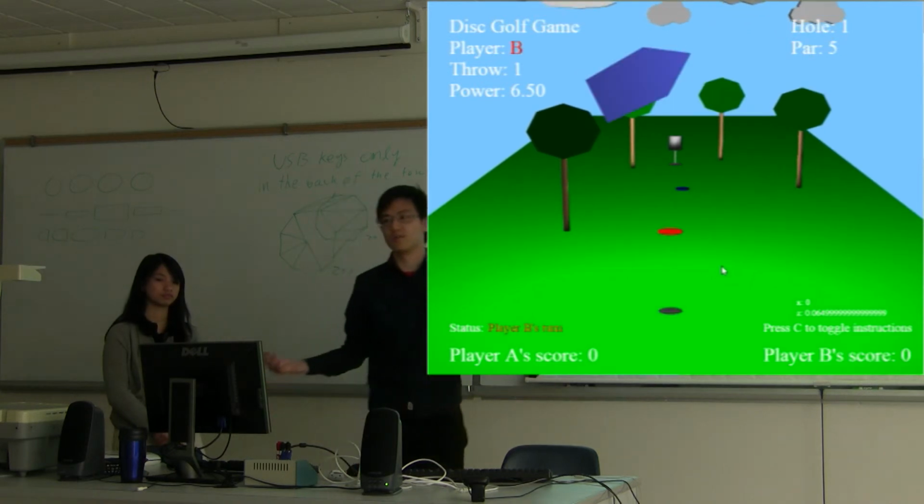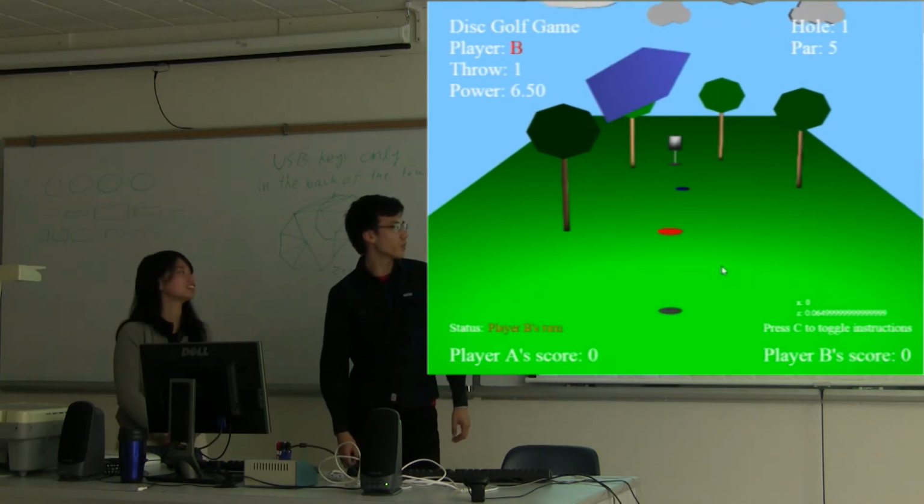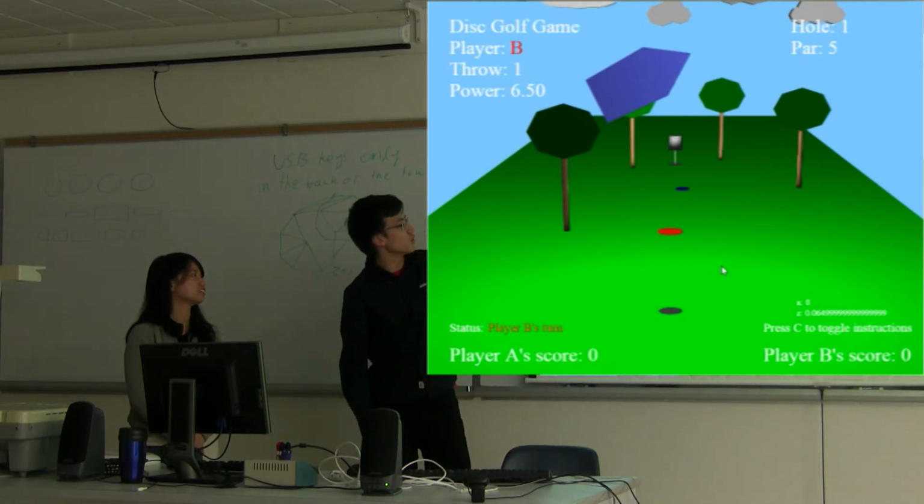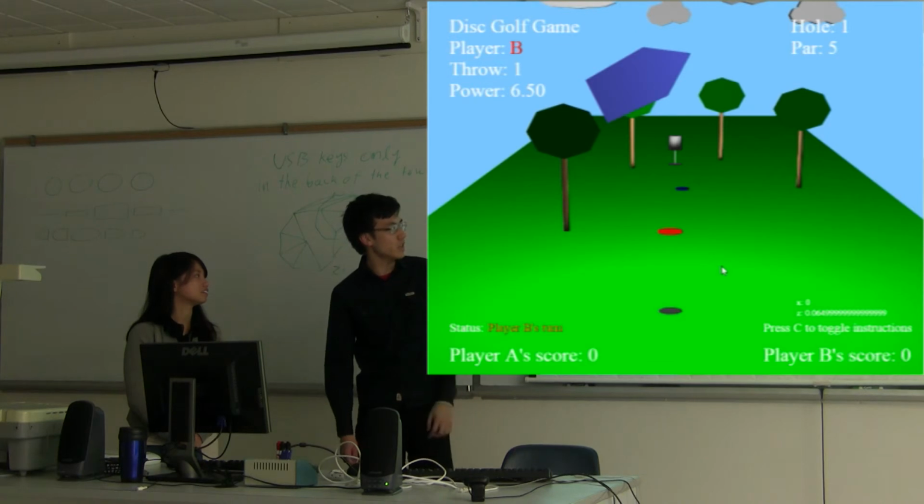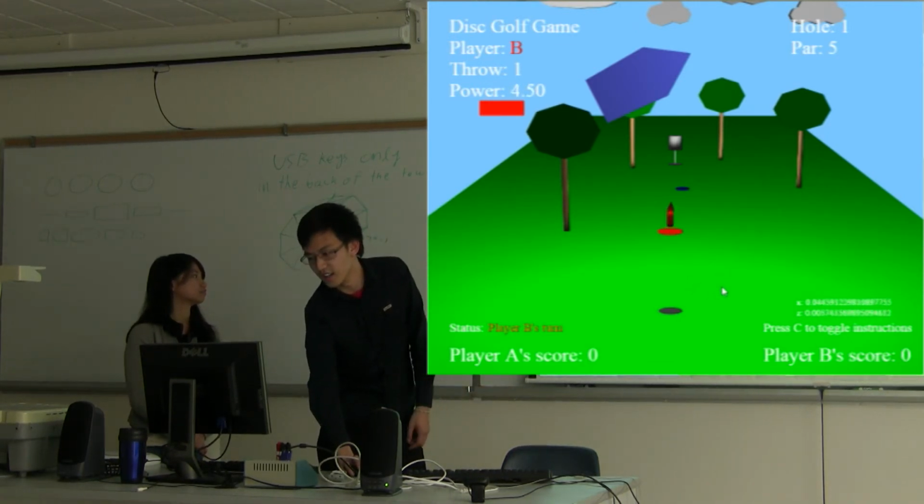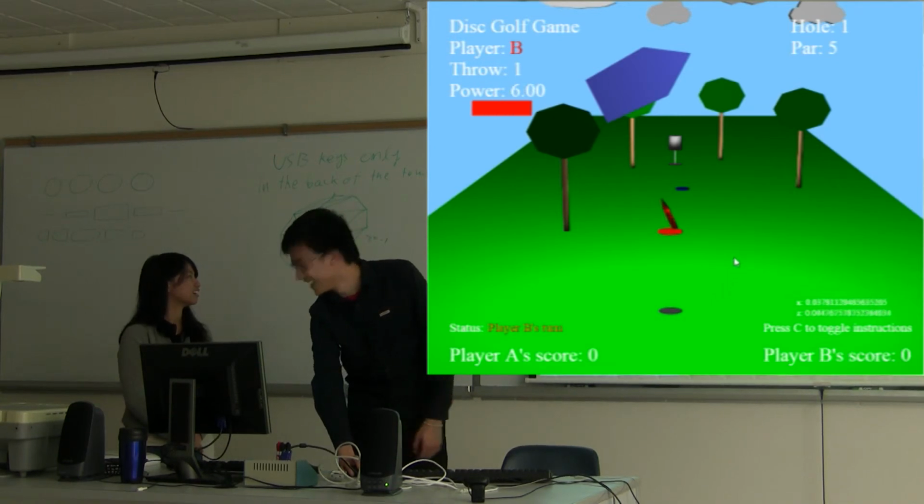So now it's player B's turn with the red disc, and the status says it's player B's turn. The player switches to B, it's throw one for player B, and then you have your red arrow. Player B again? We should compete against each other.